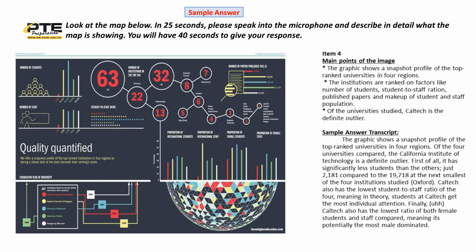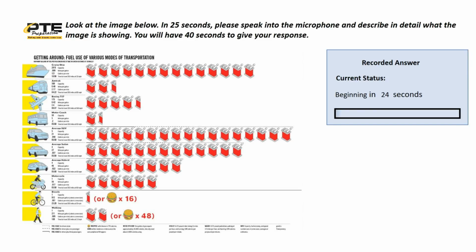The graphic shows a snapshot profile of the top-ranked universities in 4 regions. Of the 4 universities compared, the California Institute of Technology is a definite outlier. First of all, it has significantly fewer students than the others, just 2,181 compared to the 19,718 at the next smallest of the 4 institutions studied, Oxford. Caltech also has the lowest student-to-staff ratio of the 4, meaning in theory, students at Caltech get the most individual attention. Finally, Caltech also has the lowest ratio of both female students and staff compared, meaning it's potentially the most male-dominated.